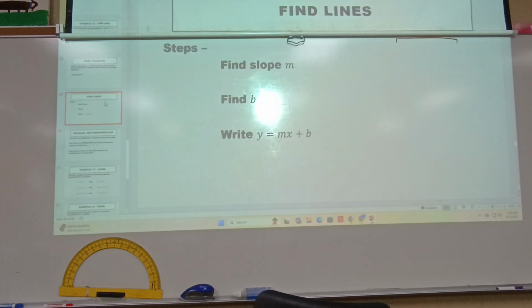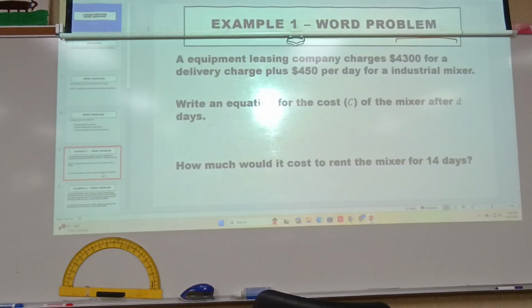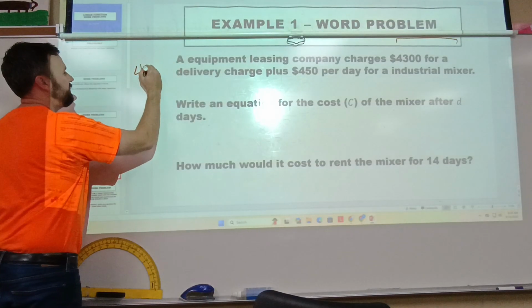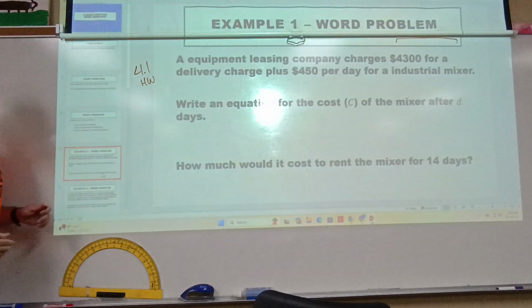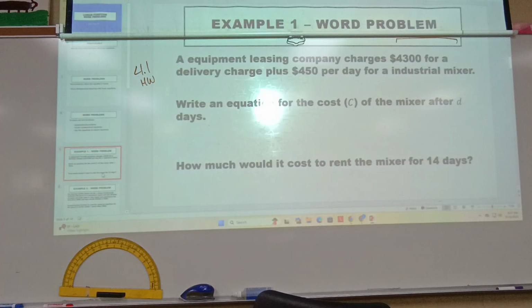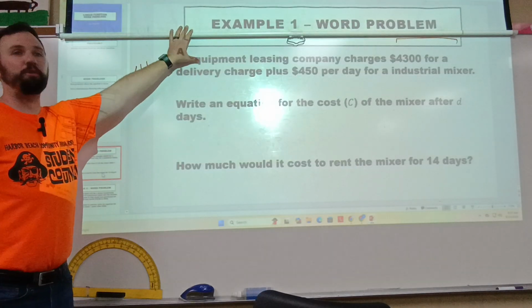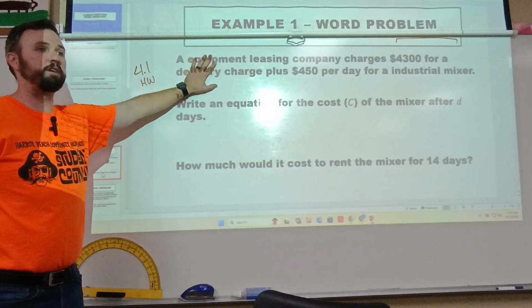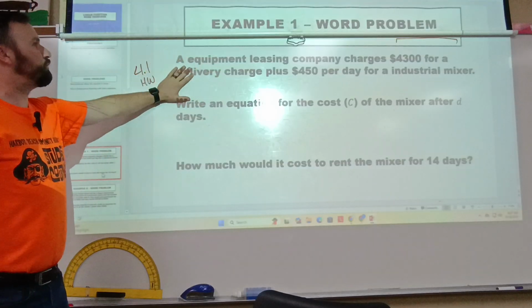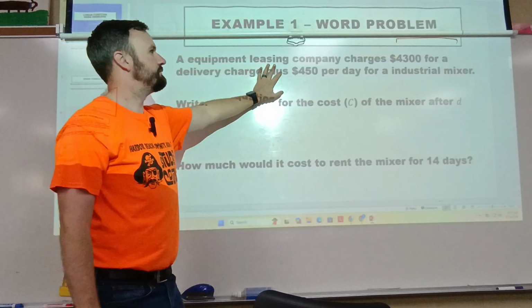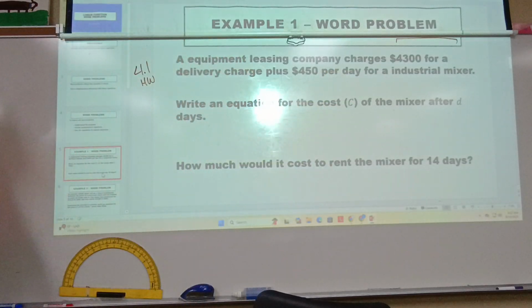So what I'm actually going to do is pause for a second. All right, we actually are in the 4.3 notes on the website, but this is in the 4.1 homework. A question like this, example 1, is in the 4.1 homework. Sound good?